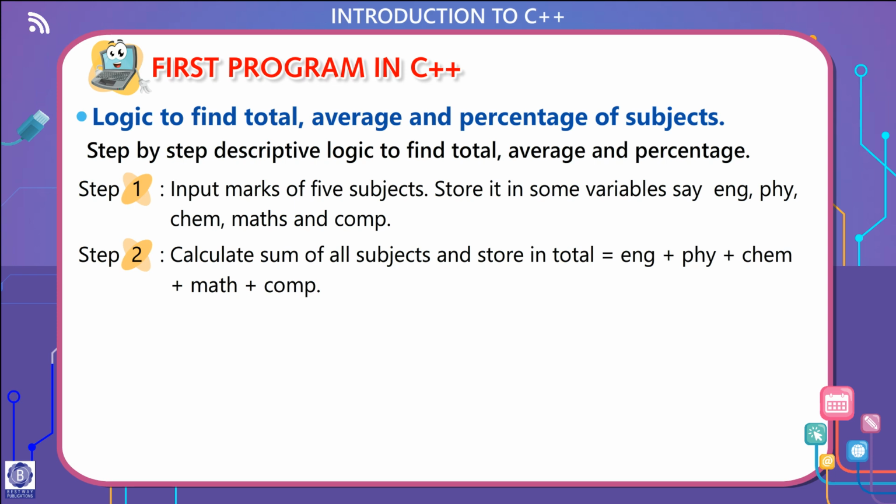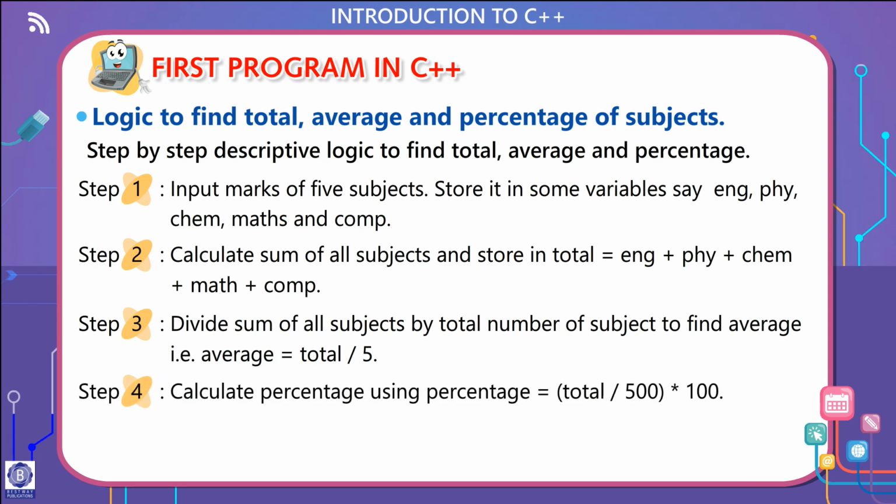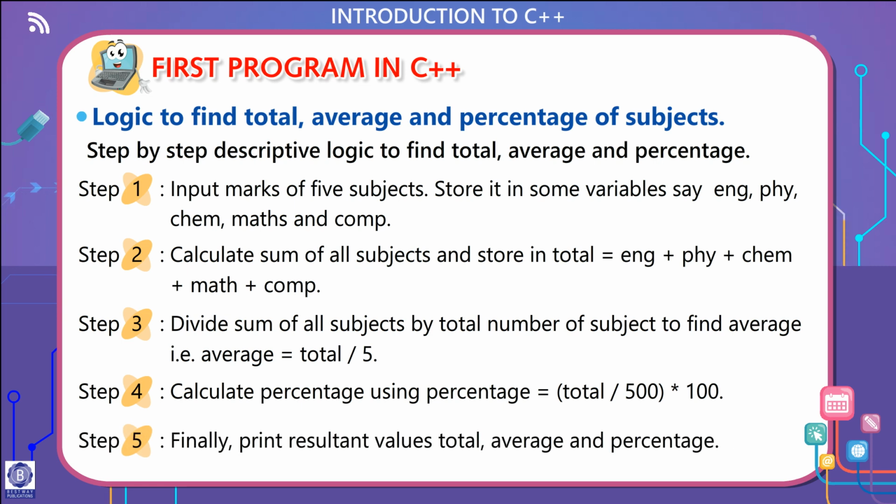Step 2. Calculate sum of all subjects and store in total is equal to English plus Physics plus Chemistry plus Math plus Computer. Step 3. Divide sum of all subjects by total number of subjects to find average, that is, average is equal to total divided by 5. Step 4. Calculate percentage using percentage is equal to total divided by 500 multiplied by 100. Step 5. Finally print resultant values total, average and percentage.